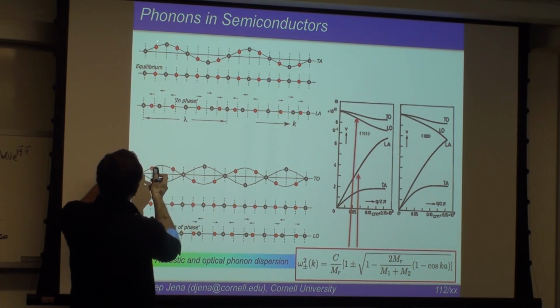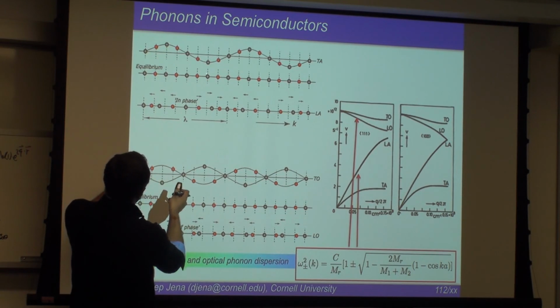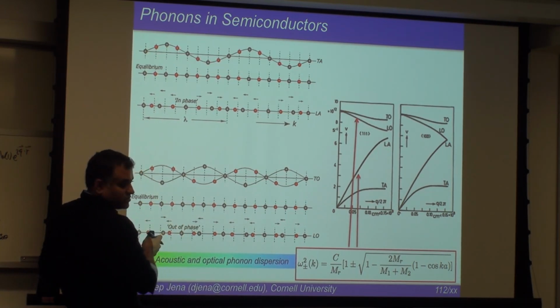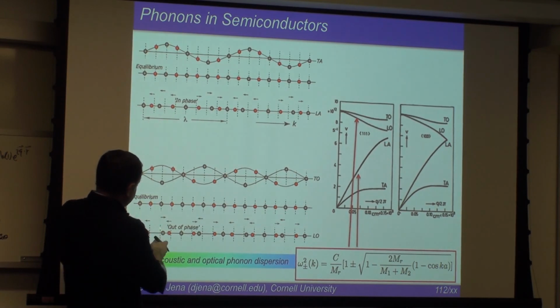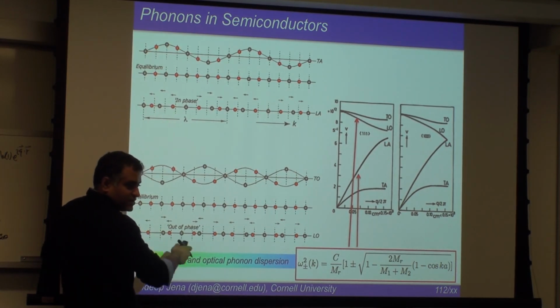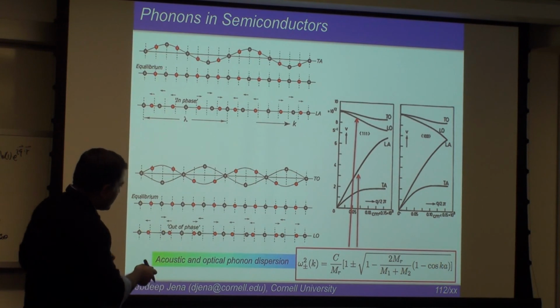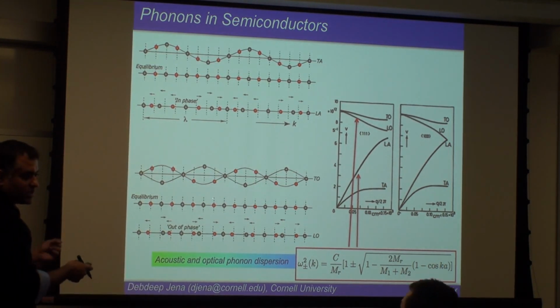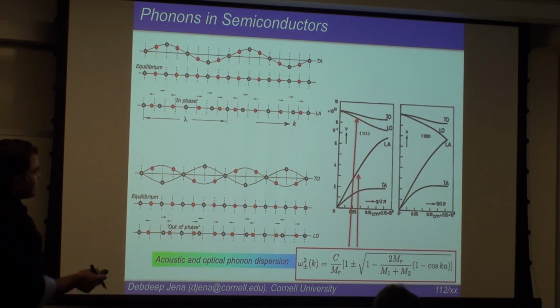Similarly, if this goes up, that goes up, that goes up, and so on. These are in phase. This is opposite. If one goes up, the other has gone down. If one goes to the left, the other is going to the right. So that's optical modes. And they will also have longitudinal or transverse, LO and TO. So these are all the modes.